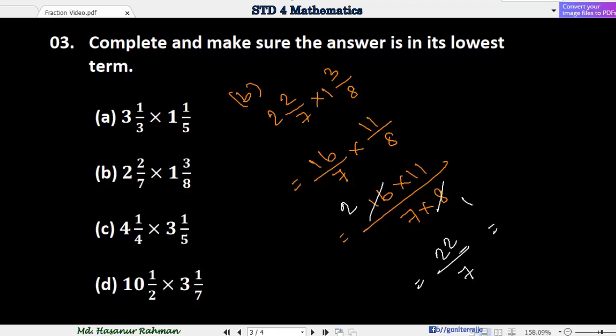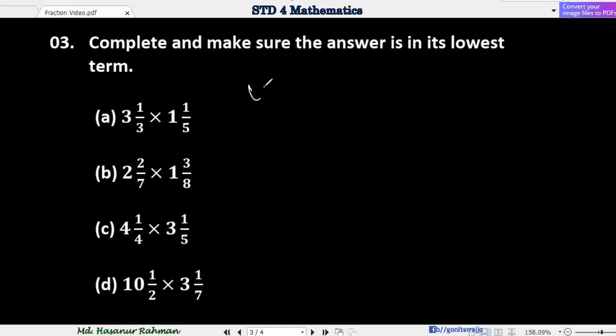So if we want to convert this one into mixed, then we can say that should be 7 3 is 21. So 1 will be our remainder and answer should be 3 whole 1 by 7. Just convert this improper into mixed. Very simple. Now number C.